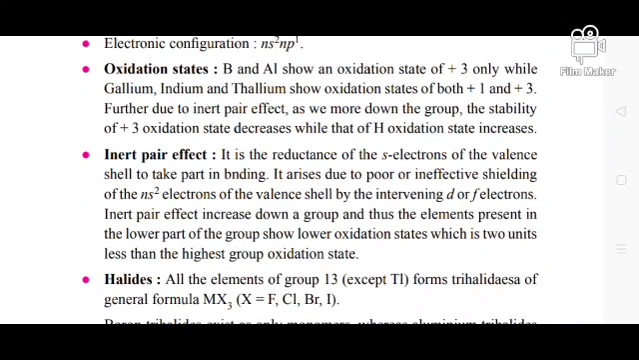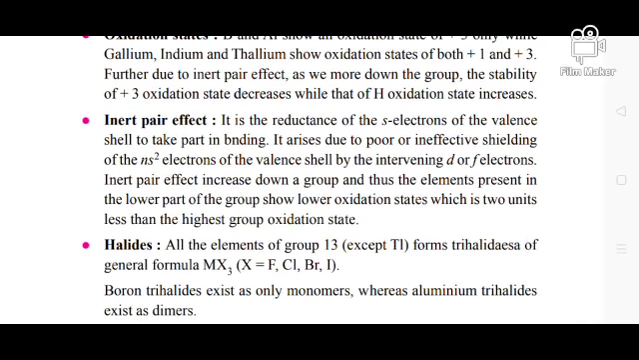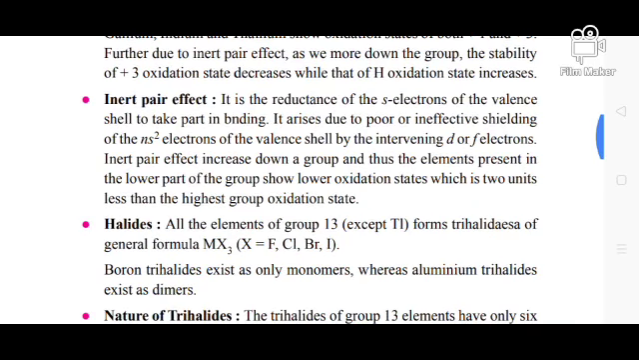What is the inert pair effect? It is the reluctance of the s electrons of the valence shell to take part in bonding. It arises due to the poor, ineffective shielding of ns2 electrons. That means the s orbital electrons are shielded in the valence shell by the intervening d or f electrons. So the inert pair effect increases down a group. You have to remember this.